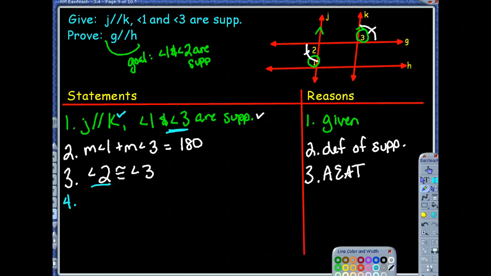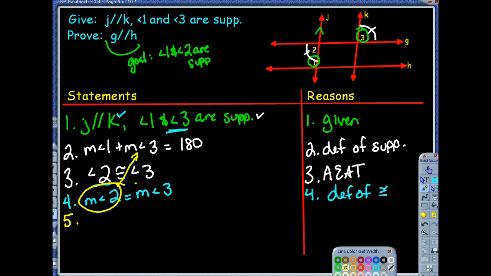I need to say angle 2's measure is equal to angle 3's measure, and that's because of the definition of congruence. We've done this a few times, that whole typical switching over. Now I can replace, so we're going to put the measure of angle 1 plus the measure of angle 3 is equal to 180, and that's because of substitution. Oh, not angle 3. Did I say angle 2 or angle 3? I meant angle 2. So the measure of angle 1 plus the measure of angle 2.